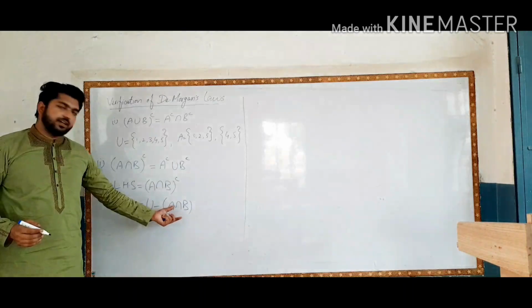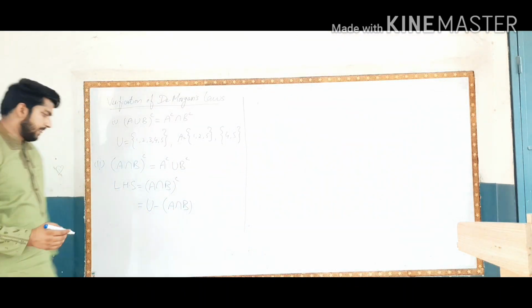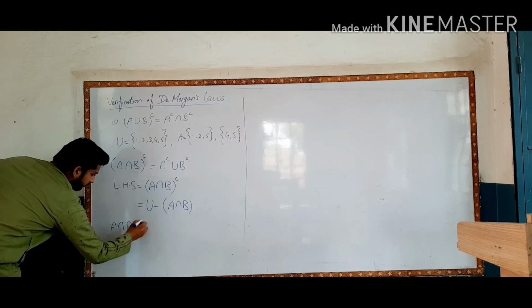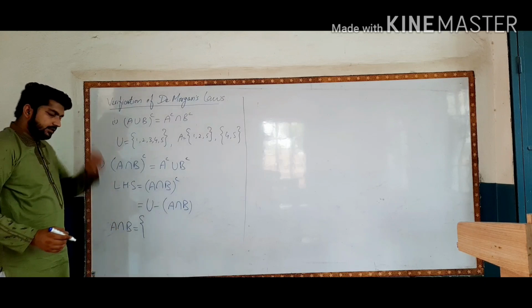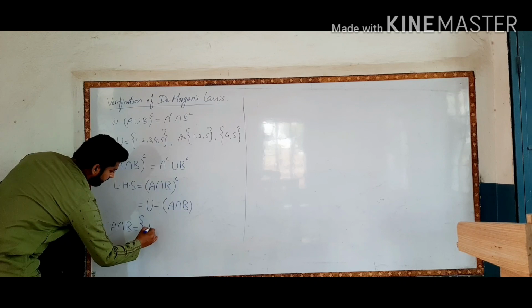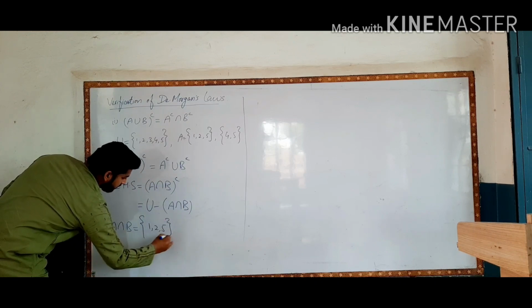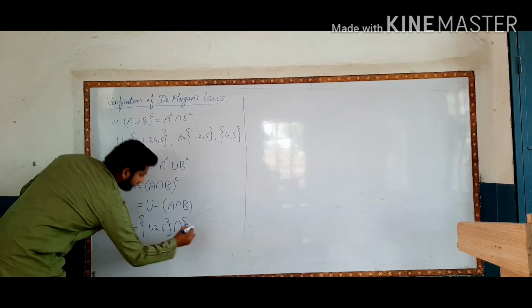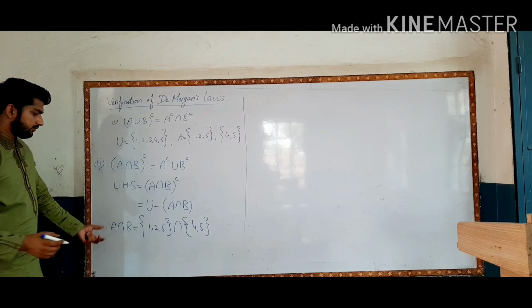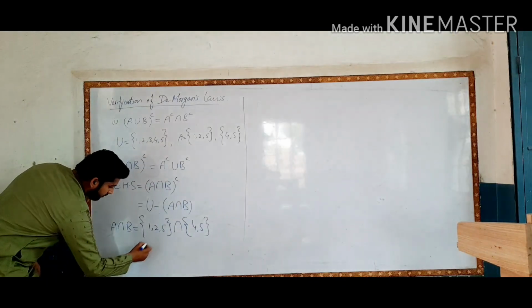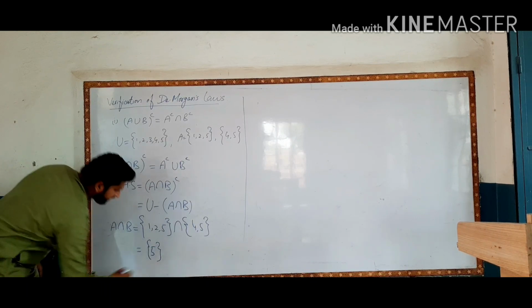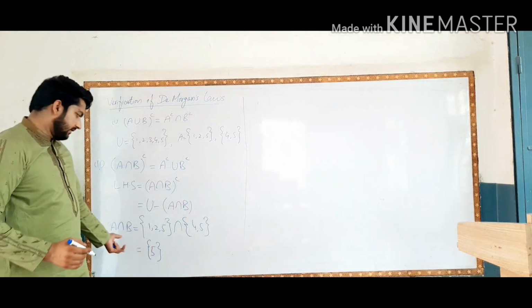First of all, we need to take A intersection B. So A intersection B is equal to A set, 1, 2, 5, intersection B set, 4, 5. So the intersection of these sets will be equal to only 5. I have a singleton set which has only one member, that is 5.